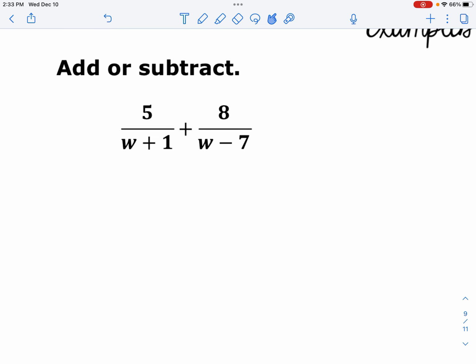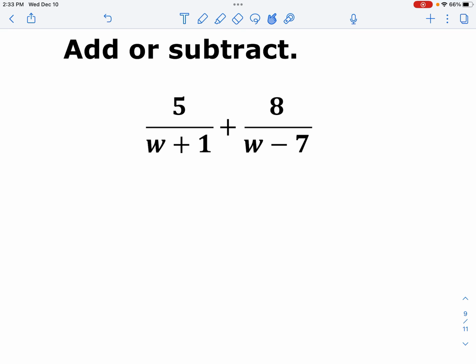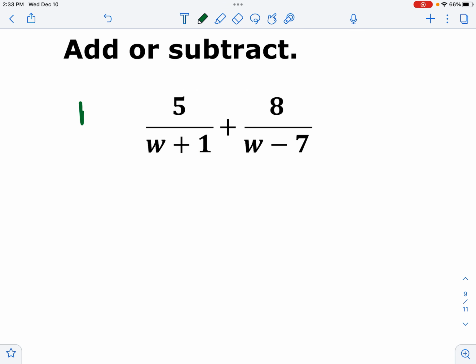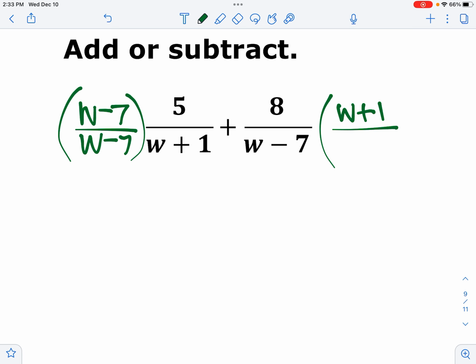Okay, so sometimes you won't have any factoring to do. So then you can just multiply each one by the other denominator. In other words, this first one here, I'd want to multiply it by w minus 7 over w minus 7. And then this second one, I'd multiply by w plus 1 over w plus 1, so that I get my denominator to be w minus 7 times w plus 1.